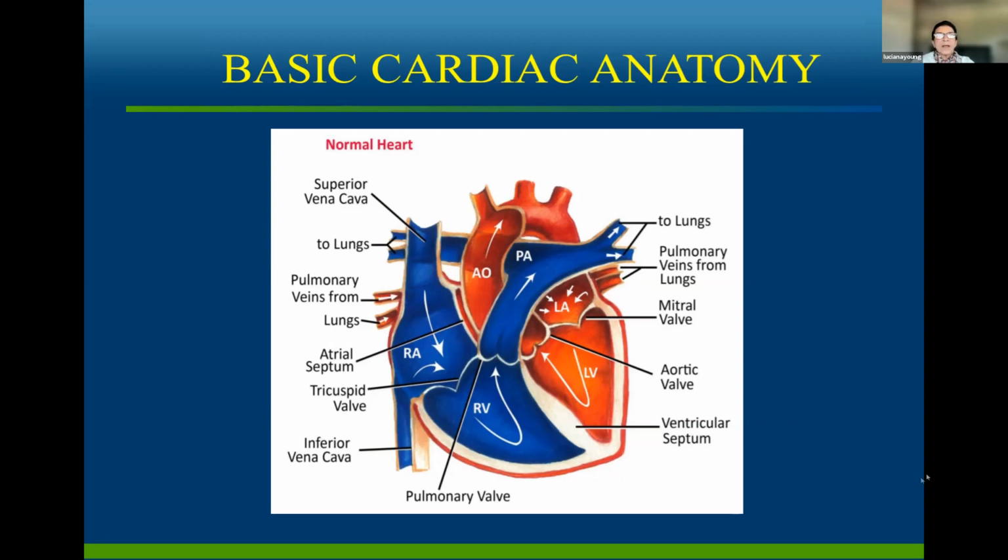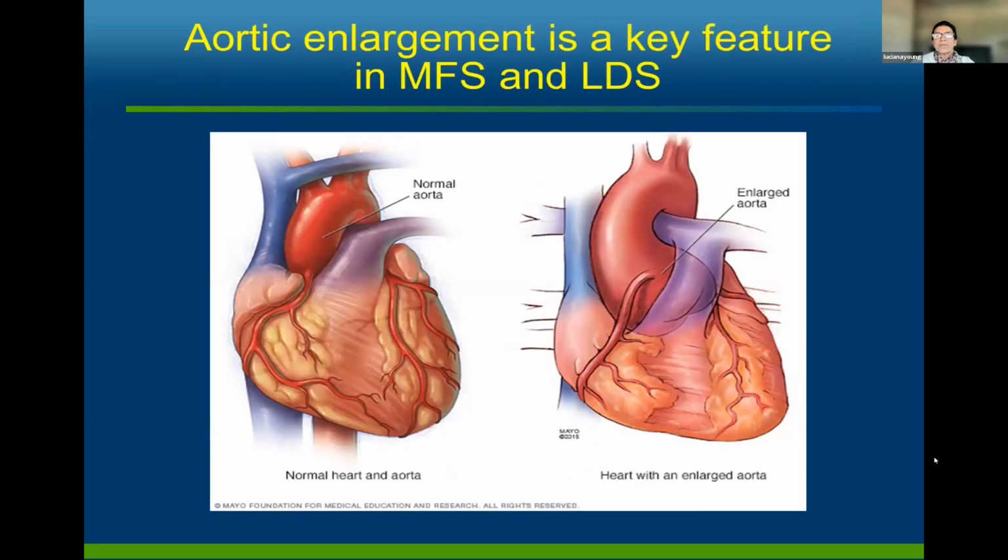Next slide. When we talk about Marfan syndrome, Loeys-Dietz syndrome, some of the other aortopathies, aortic enlargement is a key feature. And you can see here a normal aorta in the outside of the heart, and to the right here, a heart with an enlarged aorta or an aortic aneurysm. And as previously noted, the progressive rate or the size of the aortic aneurysm determines how we manage it both medically and or surgically.